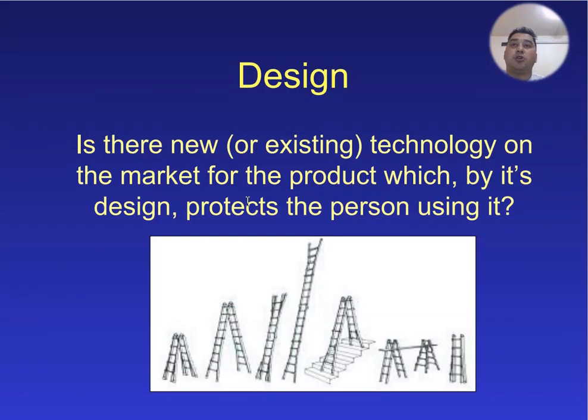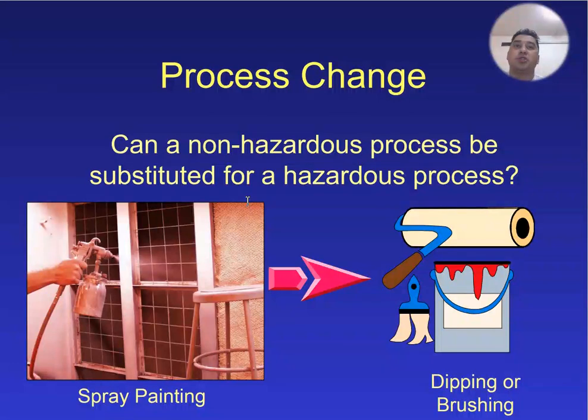Is there new or existing technology on the market for the product which by its design protects the persons using it? So you have to check the design also, or maybe the new design is there. So that should be considered as well. After then, process change. Maybe the way you are doing the work could be changed. Can we change the process? Like if you are doing the spray painting, can you do it by dipping or brushing? So these fumes will not be in the air and cannot be inhaled. So those things also you have to check.